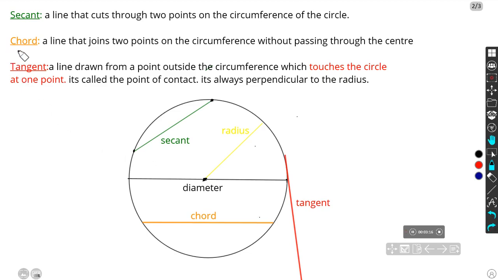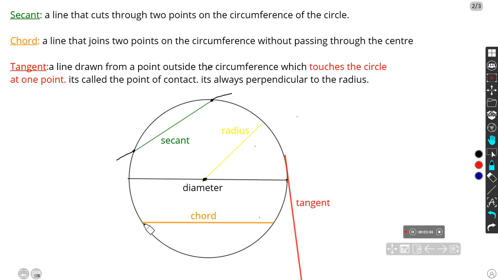Then we move on to chord. Now, what is a chord? A chord, it is a line that joins 2 points on the circumference, right? But yona, it does not pass through the center. All right? It does not pass through the center. What does a secant do? A secant, it is a line that cuts through 2 points, right? Meaning, for example, it's going to do this. Yona, it cuts through.